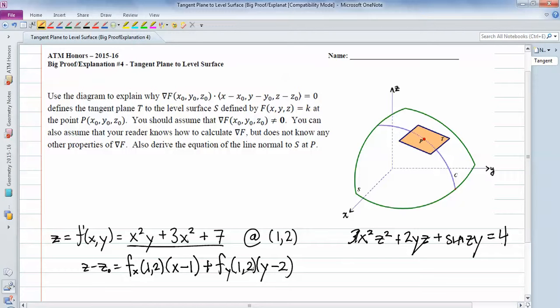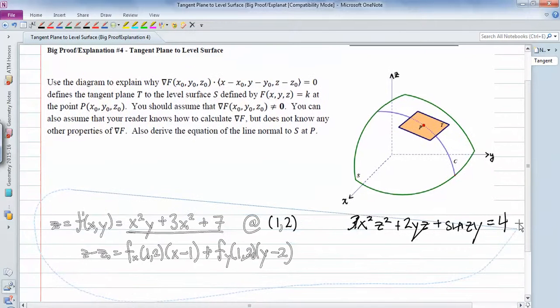But that's still a surface, and it still has tangent planes all over the place. So what we need to do is come up with a way to find the tangent plane equation for functions that look like this. So that's what this general idea does here. That's what we're going to derive here. So keeping that in mind, let me erase this stuff.